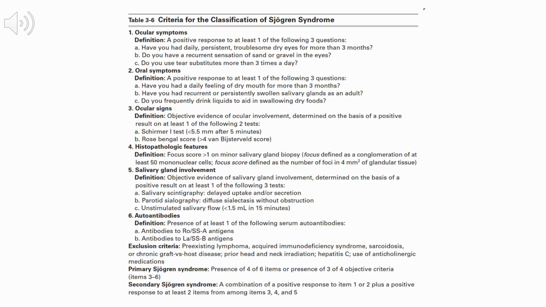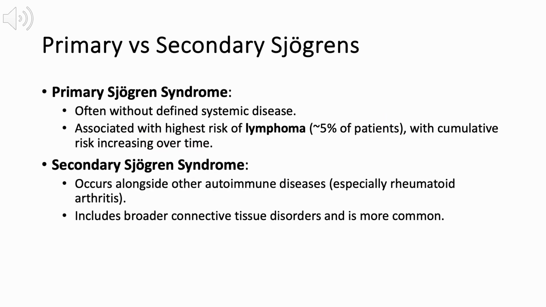Primary Sjogren's syndrome is diagnosed when 4 out of 6 criteria are met or 3 out of the 4 objective criteria. Secondary Sjogren is identified when symptoms are accompanied by 2 or more objective findings. Certain conditions such as AIDS, lymphoma, graft-versus-host disease, head-neck radiation, or hepatitis C are considered exclusion criteria. Sjogren's syndrome is categorized into 2 clinical subsets, each with distinct characteristics and associated risks.